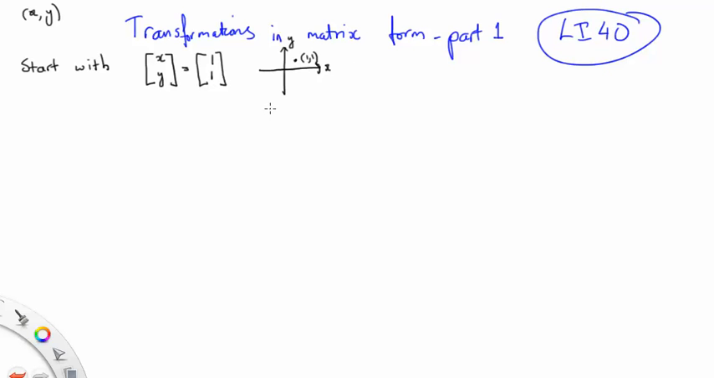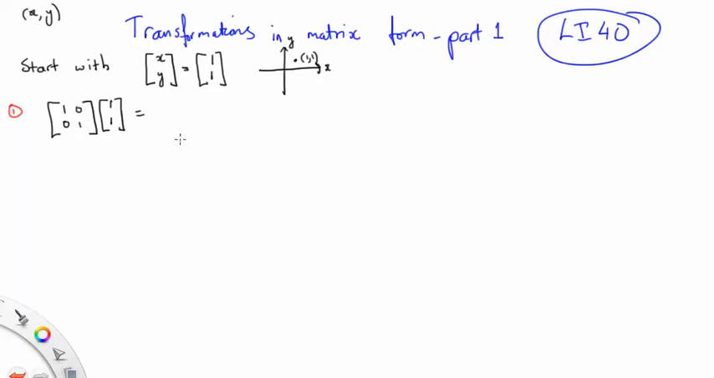What can we do to this point? How can we manipulate this point with matrices? Well, let's start with doing something like this. Let's multiply by the identity matrix. This is the identity matrix. This is the number 1 of the matrix world. It's the multiplicative identity. Let's multiply 1 comma 1 by the identity matrix.